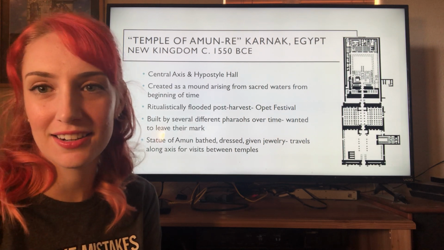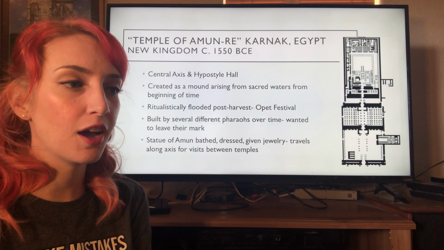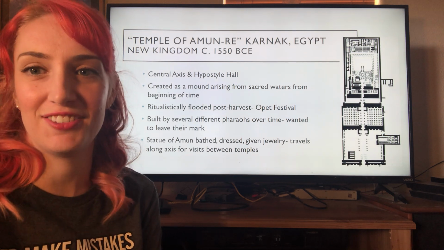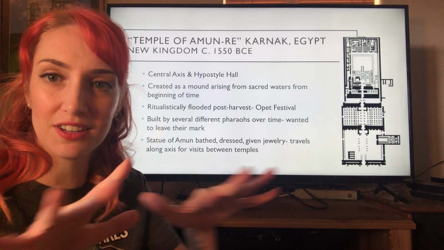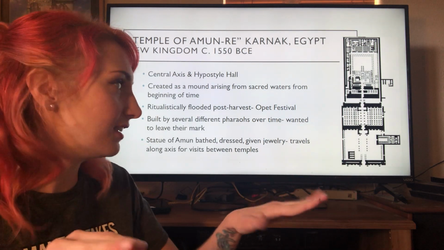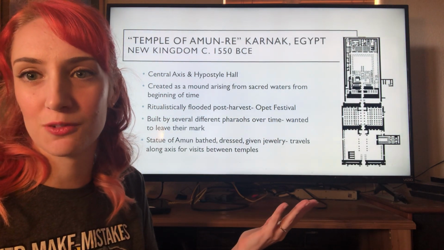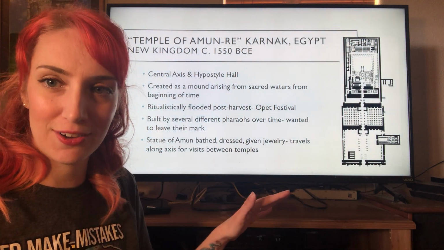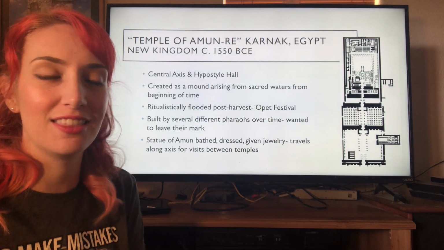So once a year they had the Opet festival, which was post-harvest. The gods would be exhausted from having helped everyone with the harvest. So we would ritualistically flood the surrounding area, and this would be the only thing visible, that mound arising from sacred waters. They'd flood the surrounding area, sort of rejuvenate the surrounding area and rejuvenate the gods.